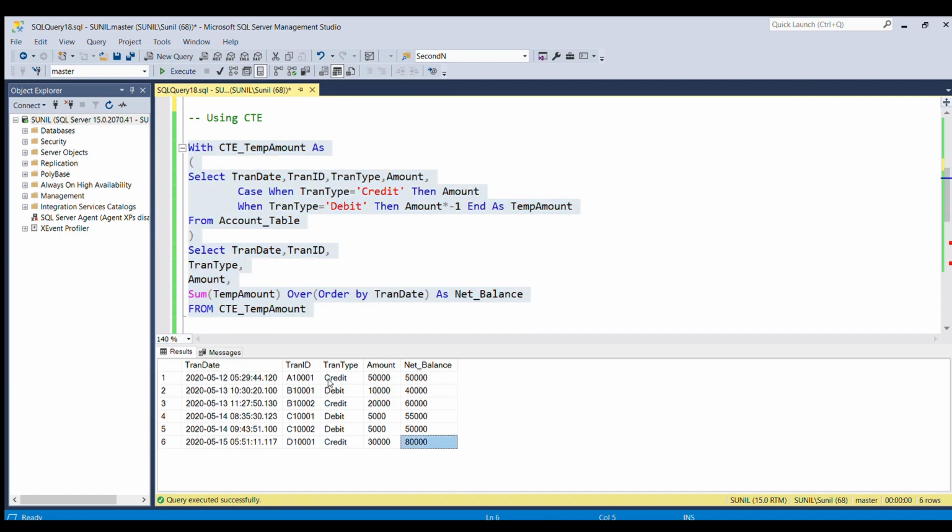So you can see over here, for credit 50,000 it is displaying 50,000, for debit of 10,000, 50,000 minus 10,000 makes it 40,000, and this is how it goes on.